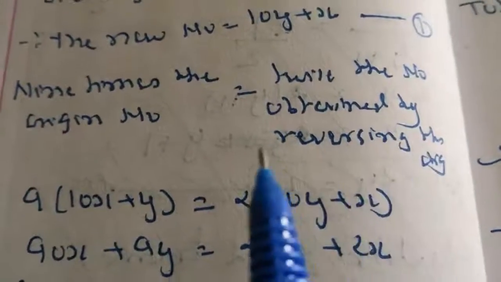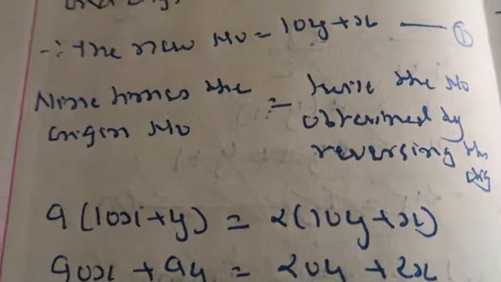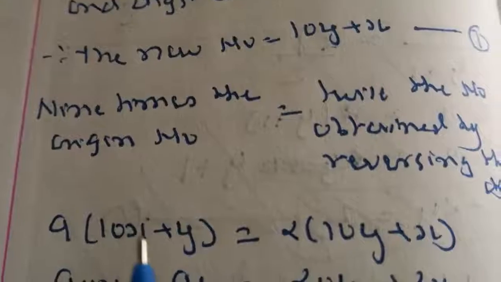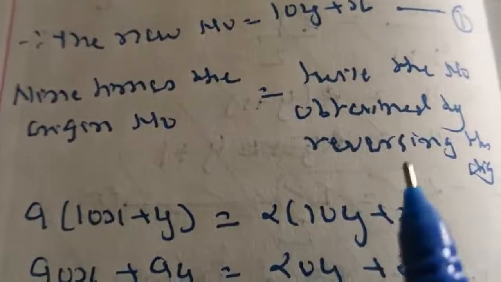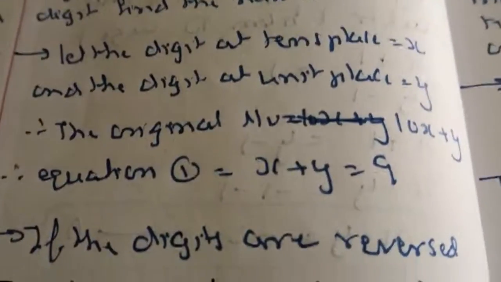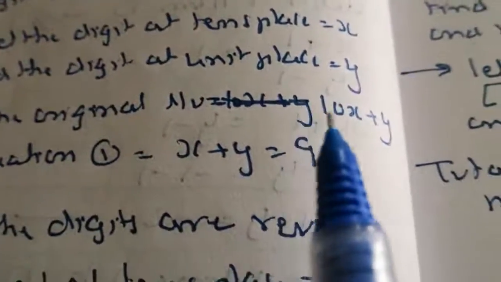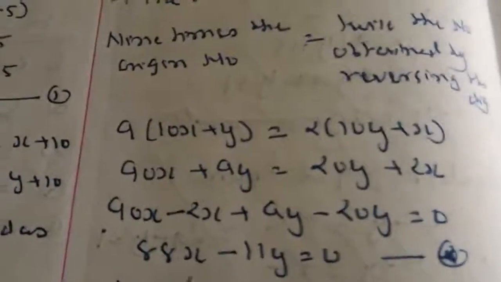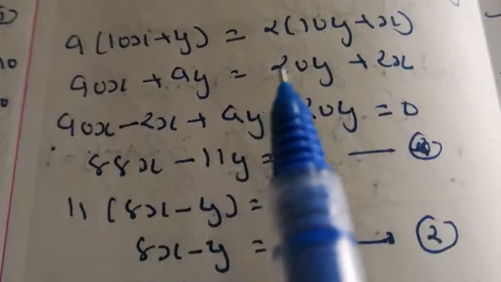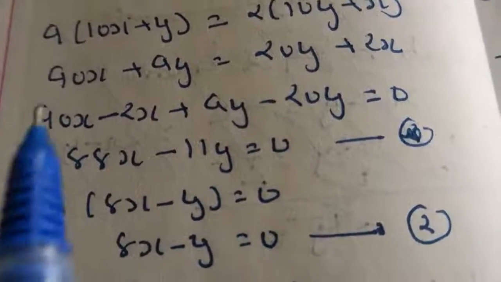Now they have told you 9 times the original number is equal to twice the number obtained by reversing the digits. 9 times the original number is equal to twice the number obtained by reversing the digits. So the original number as we have got is 10X plus Y. So it is 9 into 10X plus Y is equal to 2 into 10Y plus X.